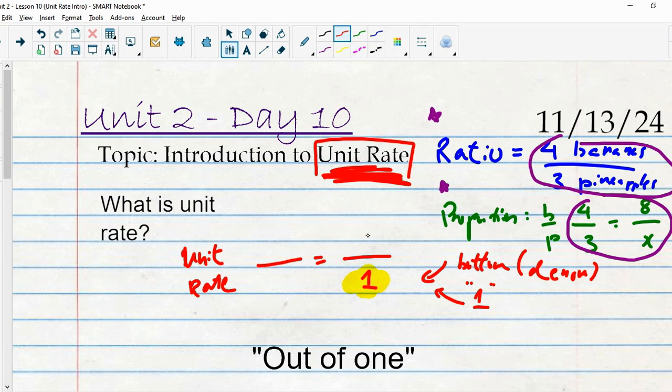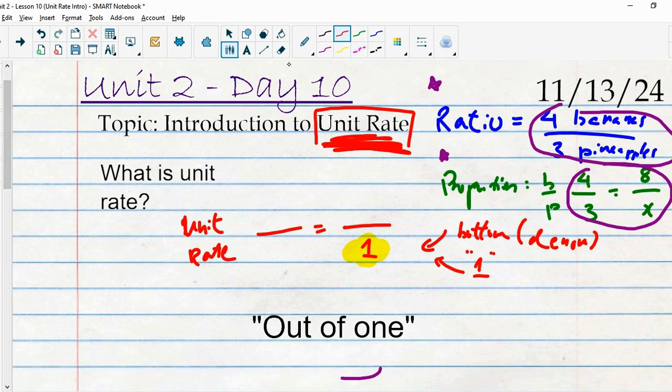So a unit rate is a proportion. Actually, it's just that it's a proportion where one of the denominators down here has to be a 1. Okay, so maybe you should copy this. So in other words, a unit rate is something that's out of 1.